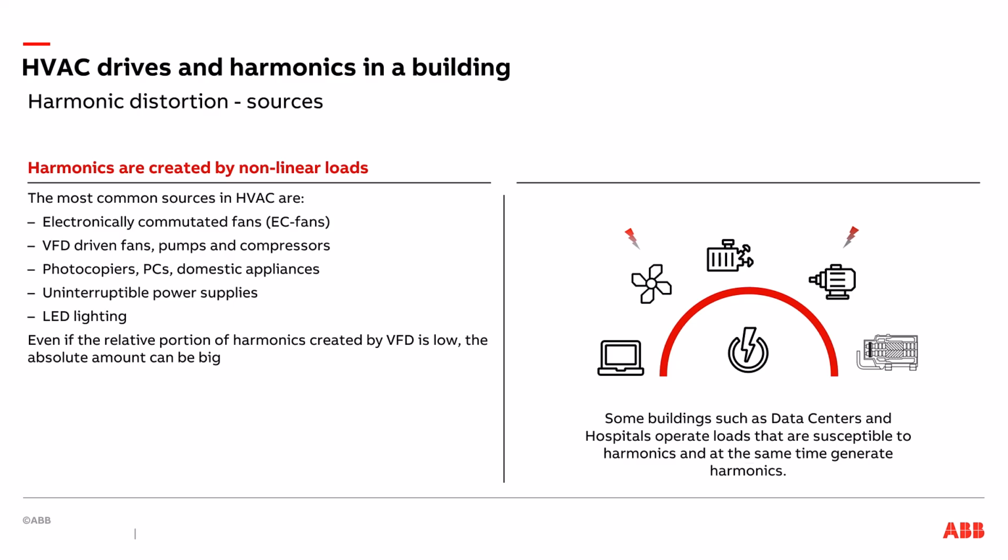Harmonics can cause hardware to run hotter as well, impacting transformers and motors that are in the system that are run directly off the line. Most of the common sources of harmonics in HVACR applications are electrically commutated fans, VFD-driven fans, pumps, and compressors, photocopiers, PCs, domestic appliances, UPS systems, and LED lighting. Essentially anything with a switching power supply.